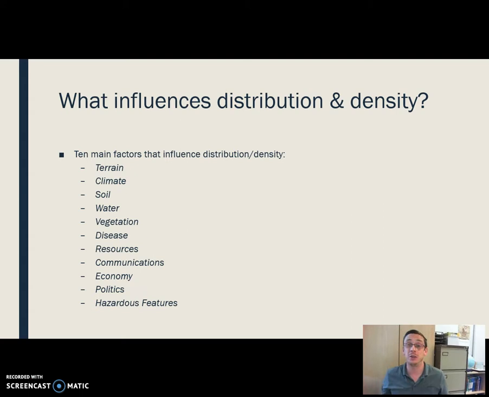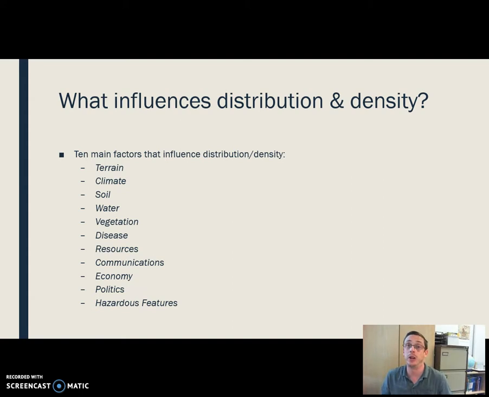Vegetation, and this one can cut both ways. So we can have just enough vegetation, or the types of vegetation in an area that are beneficial. So human civilizations originated in areas where things like wheat would grow on its own, and different grasses would grow on their own that could be harvested.